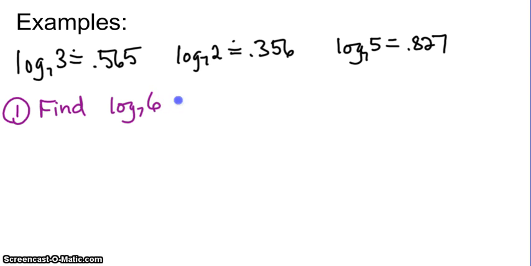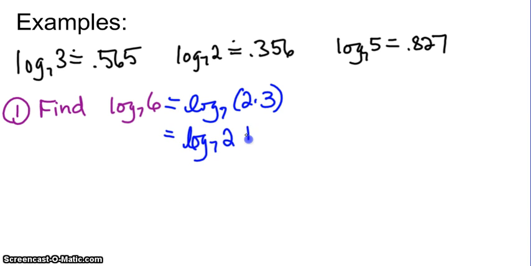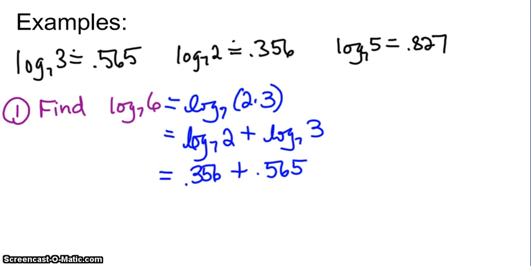Well, 6 is 2 times 3. So this would be the log base 7 of 2 times 3. And this goes back to the product property. When I multiply with the same base, I add my exponents. So log base 7 of 2 plus log base 7 of 3, which is, and now I'm going to substitute these numbers that I have that were given to me. 0.356 plus 0.565, which gives me 0.921.